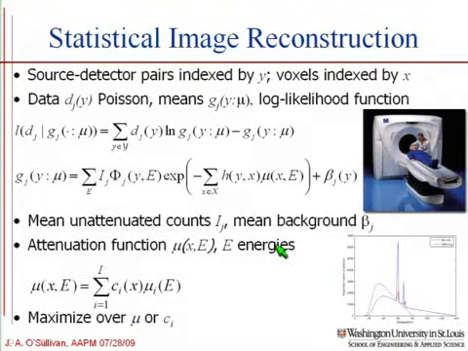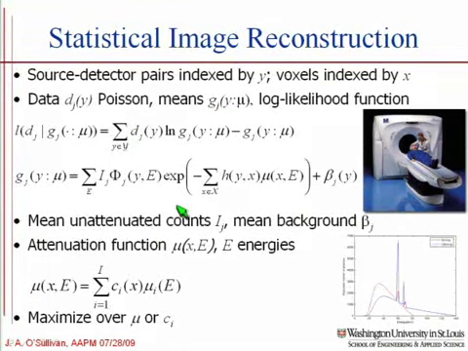So continuing in that vein, if we index source detector pairs by Y and voxels by X, we'll assume that the data are Poisson distributed. This J here will indicate which one of the scans it is. So if it's dual energy, J is either 1 or 2. If it's multiple energies, J would be 1, 2, 3, however many you have. The means will be g sub j. And so the log likelihood function is just the data times the log of the mean minus the mean.